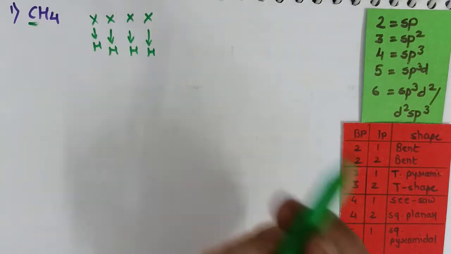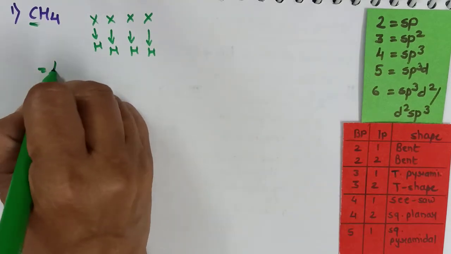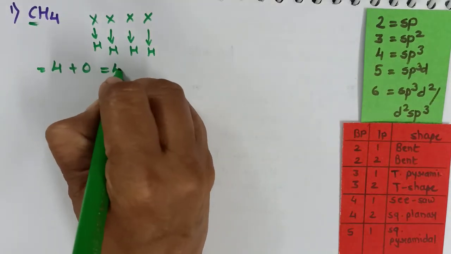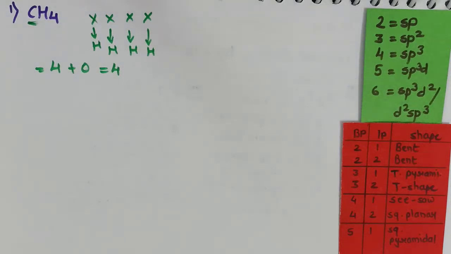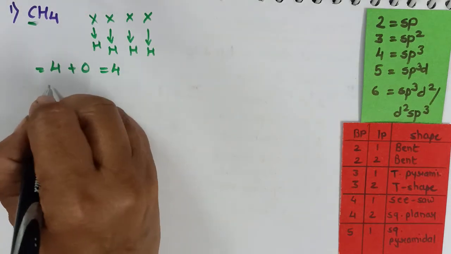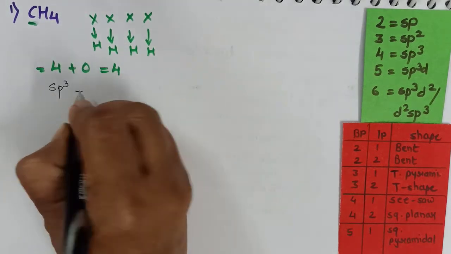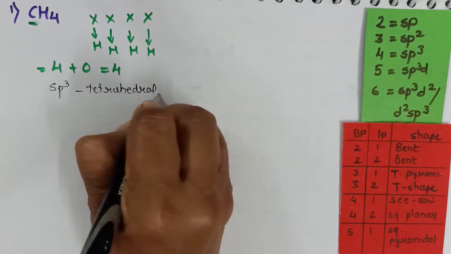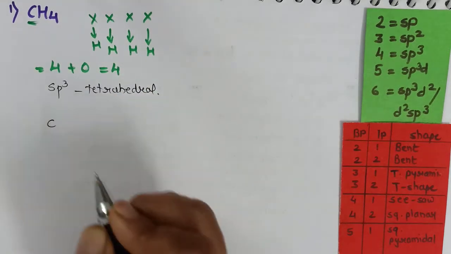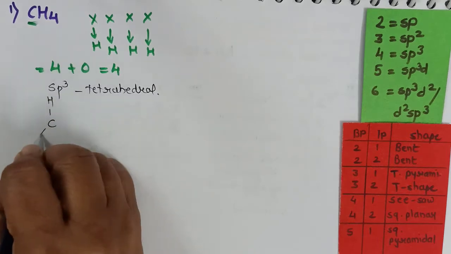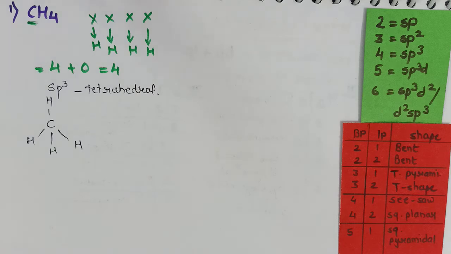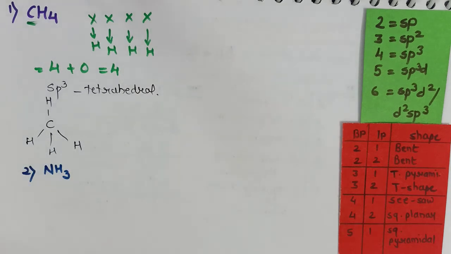So all bonds have been used. So there will be 4 bond pairs and no lone pair will be left. So the sum of bond pairs and lone pairs is 4, and therefore in CH4 carbon undergoes sp3 hybridization. That is, it shows a tetrahedral shape with carbon occupying the central position and 4 hydrogen atoms will occupy the tetrahedral corners.